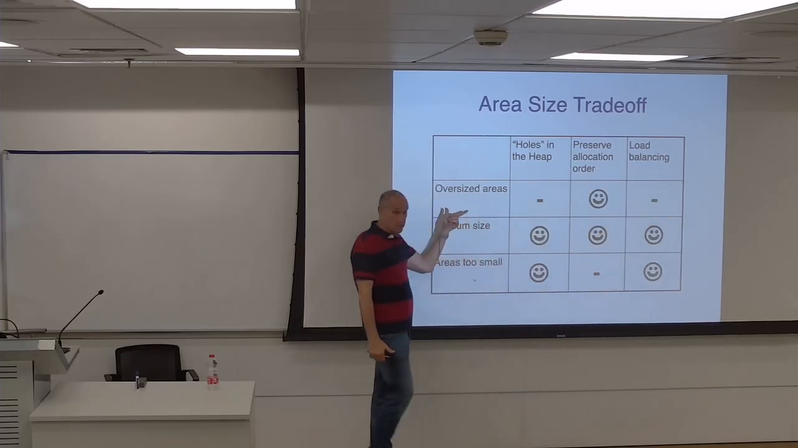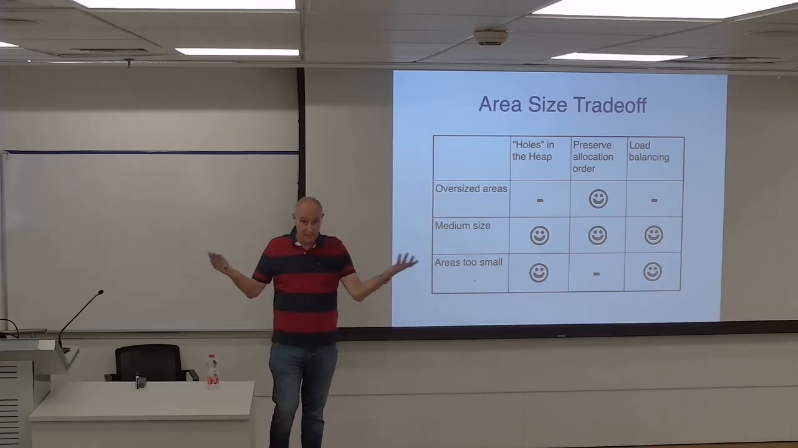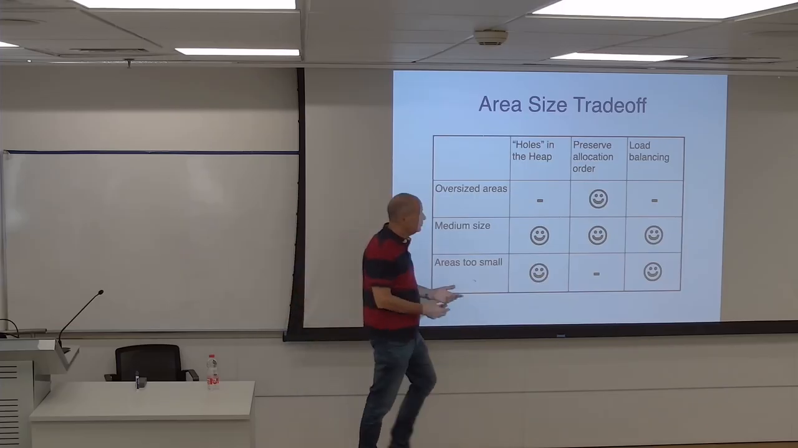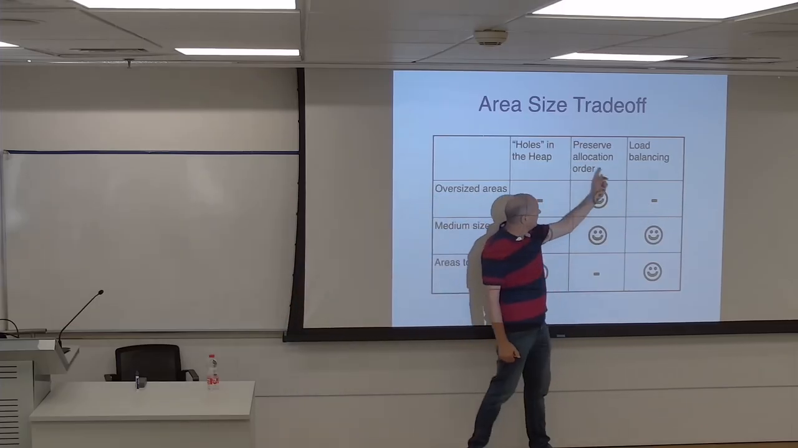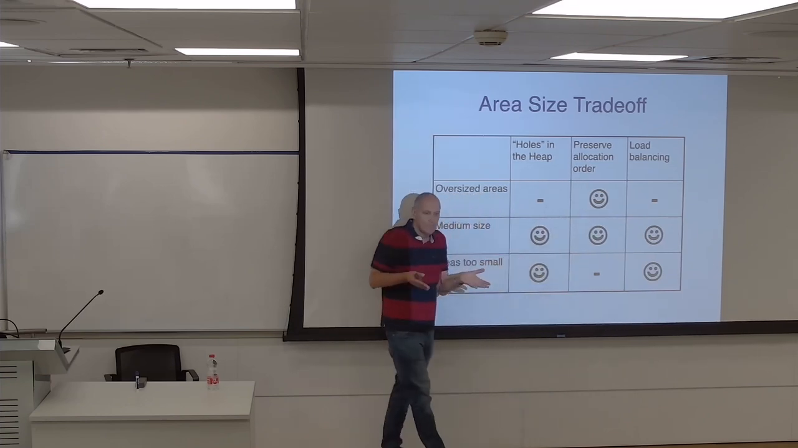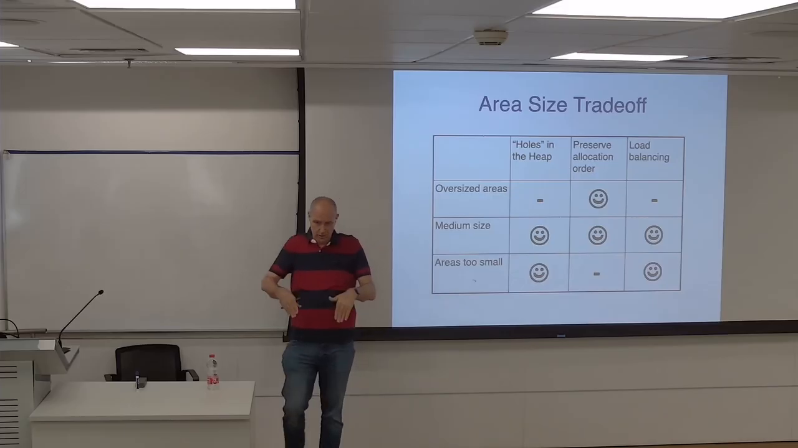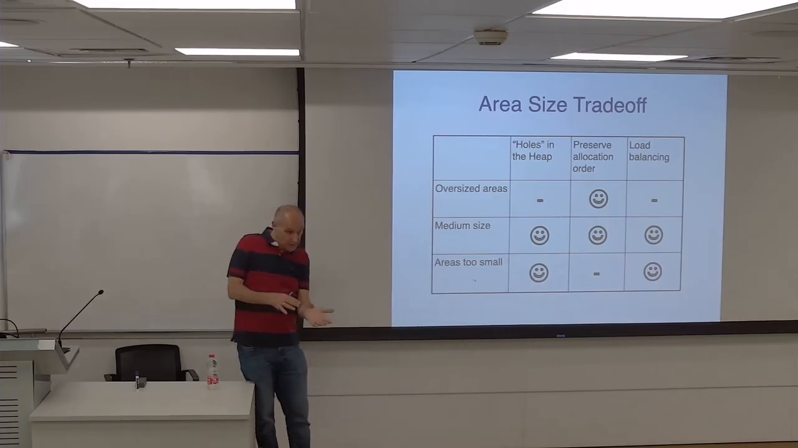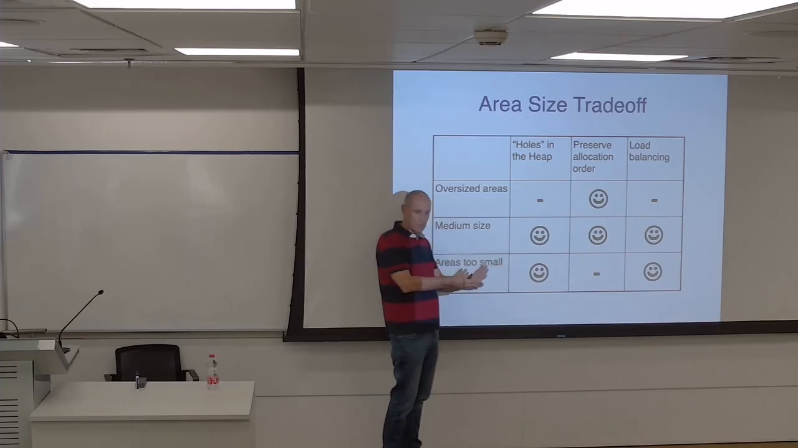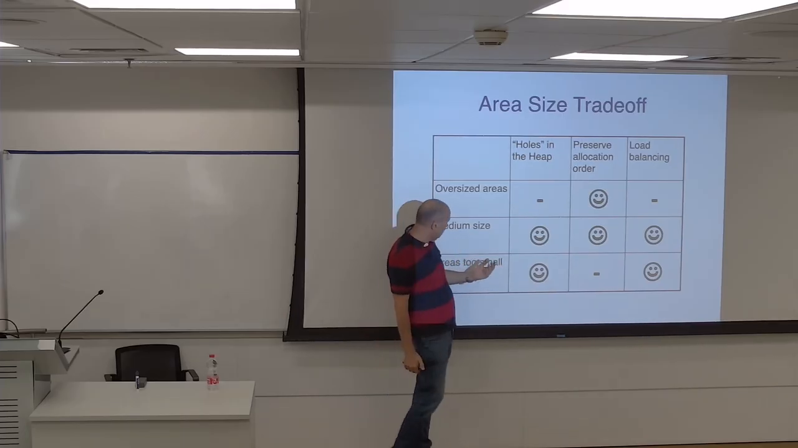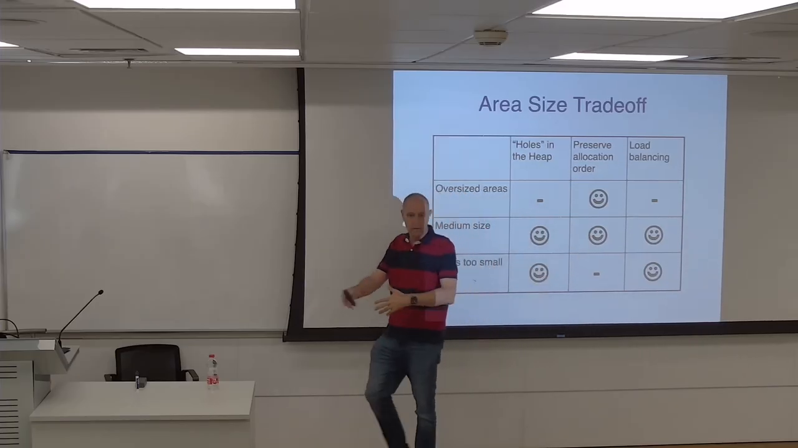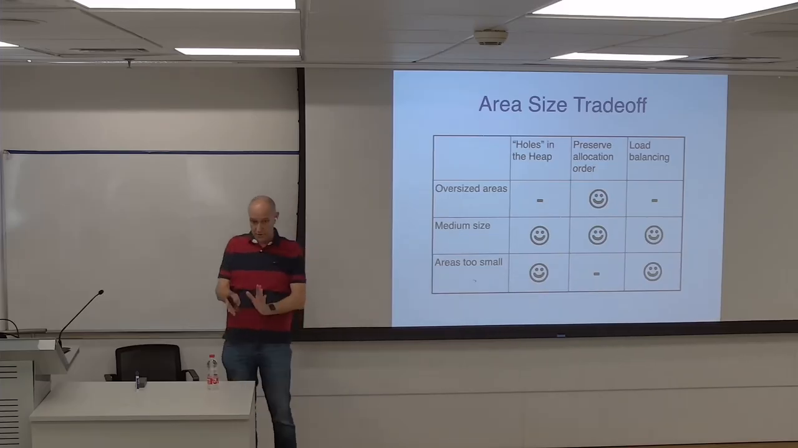If we have very large areas, then maybe someone who is dealing with a large area will have to wait for him. So the load balancing will not be good here. In terms of preserving allocation order, within the area, the allocation order is preserved. Between areas, maybe it's not, right? Because I move each area to another location. So if I have large areas or medium areas, the order of most objects is preserved.